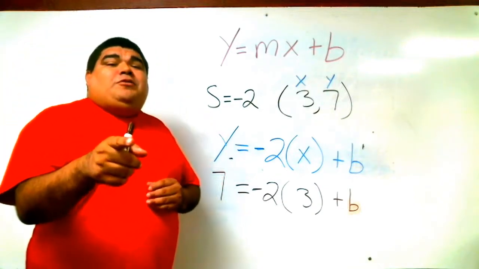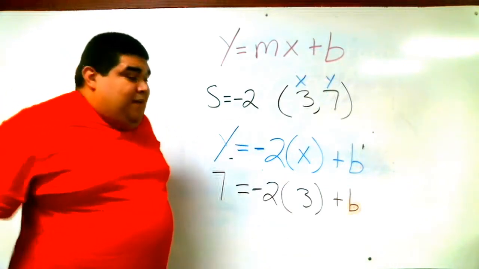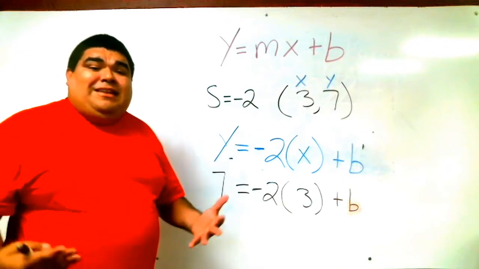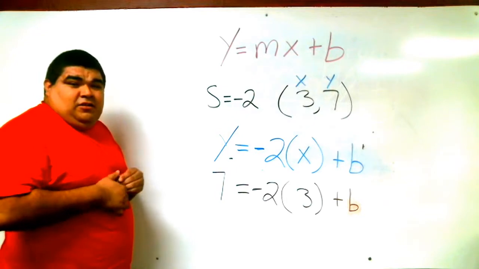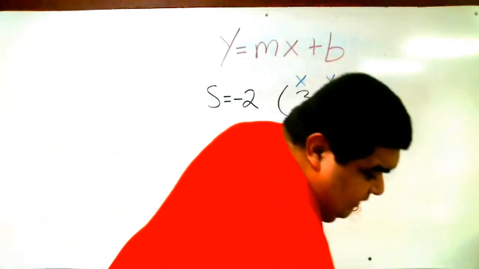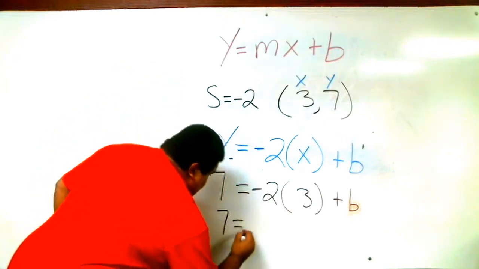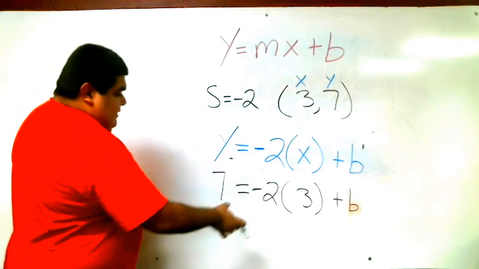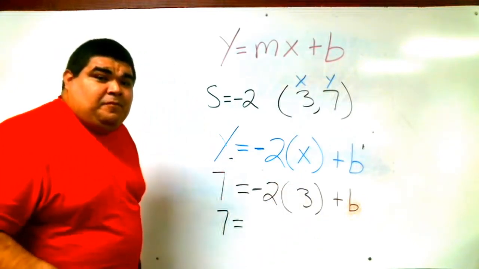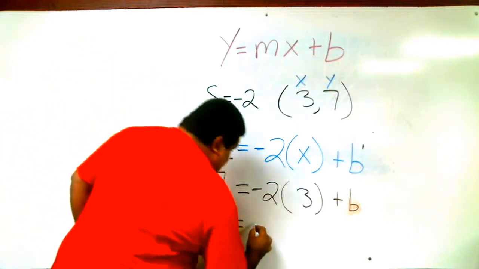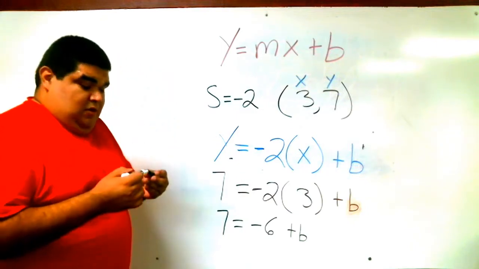All right. Remember, what are we trying to solve for? B, right? Good. So now that we have this part, we can actually start plugging it in. Let's move it down here. We have 7 equals -2 times 3. -2 times 3 is -6. So -6 plus b, because remember, we still have that b there. Okay?